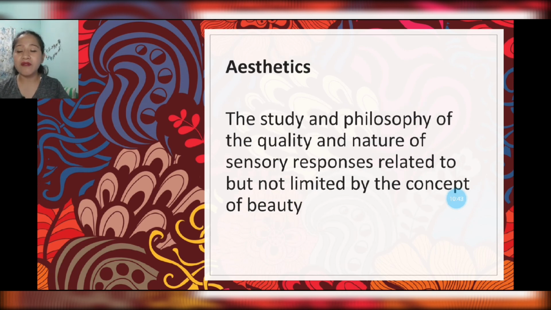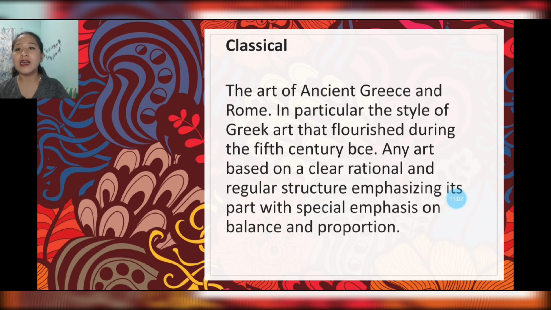Okay, and then we have here aesthetics. This is very familiar to us. It is the study and philosophy of the quality and nature of sensory responses related to but not limited by the concept of beauty. So it's just concerned with beauty. And then we have classical. All right. So the art of ancient Greece and Rome, in particular the style of Greek art that flourished during the 5th century, any art based on a clear, rational, and regular structure emphasizing its parts with special emphasis on balance and proportion. So, this time, they are focusing on balance and proportion.